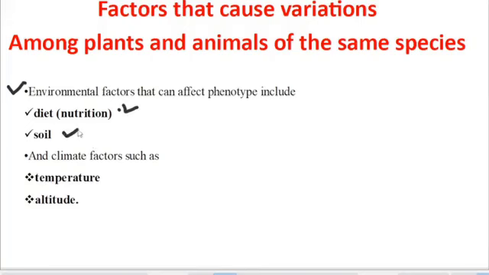Apart from that, we can also have soil. Then, apart from the environmental factors, we also have climate factors such as temperature and altitude. Under temperature, if you remember concerning skin color, I did mention individuals that live in Africa, for example. The sun is too strong, which hits on their skin and affects melanin, which gives color to the skin. These are some of the factors that can cause variation among plants and animals of the same species.